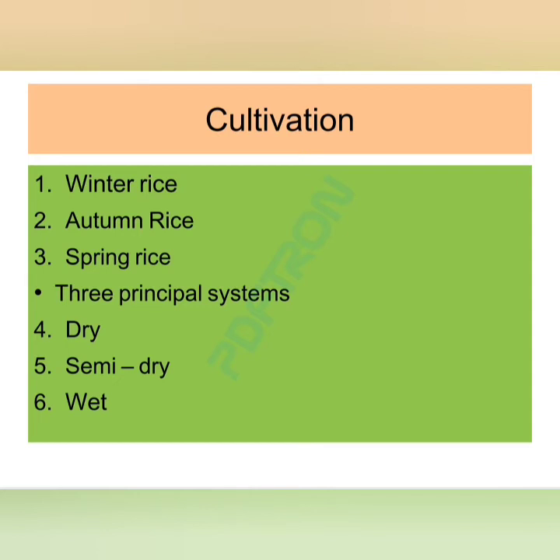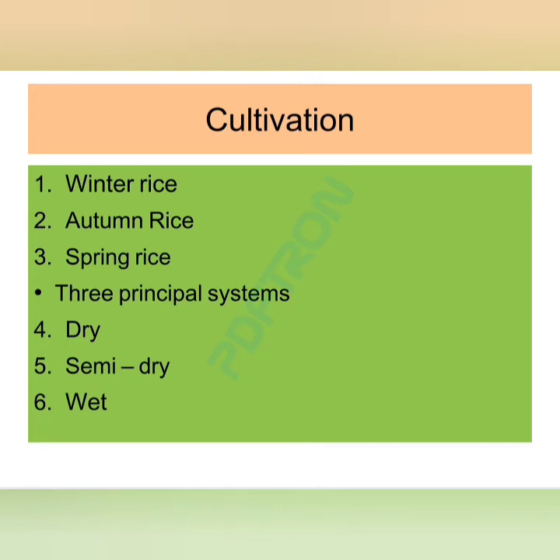And the crop completes its life cycle within 140 to 160 days and is usually grown in lowlands. Whereas the autumn rice is sown in the month of May to June and is ready for harvest by September to October. So the harvesting period is in the autumn, that is September to October, and that is why it is referred to as the autumn rice. And the crop completes its life cycle in 90 to 110 days.